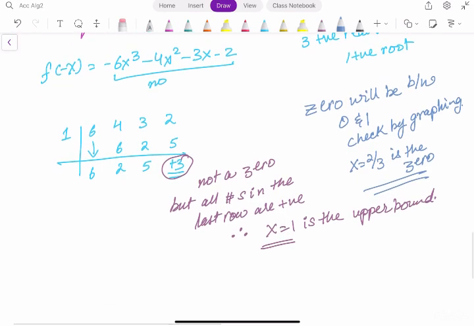And just keep on practicing these Descartes rule and upper and lower bound. They are a wonderful way to check your answers, to evaluate just by looking at the function. And keep on practicing. I will see you in the next video.